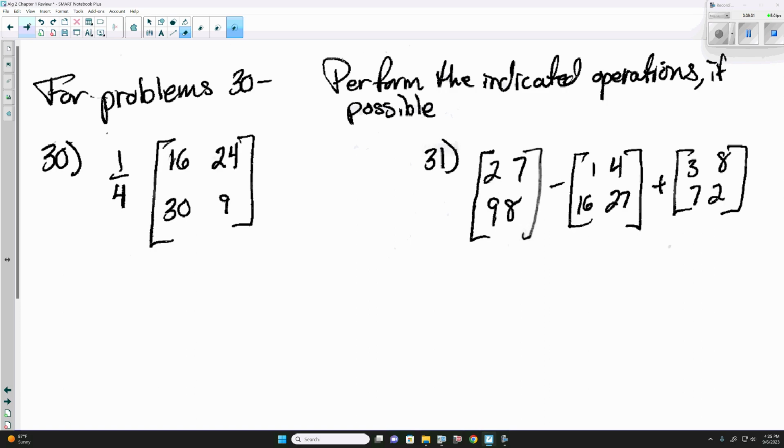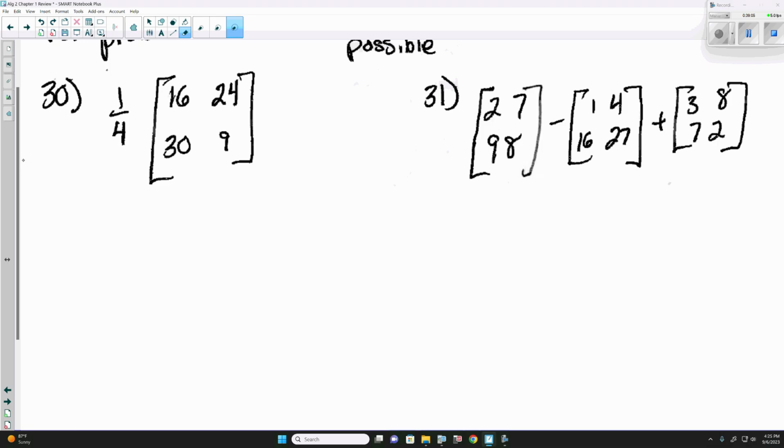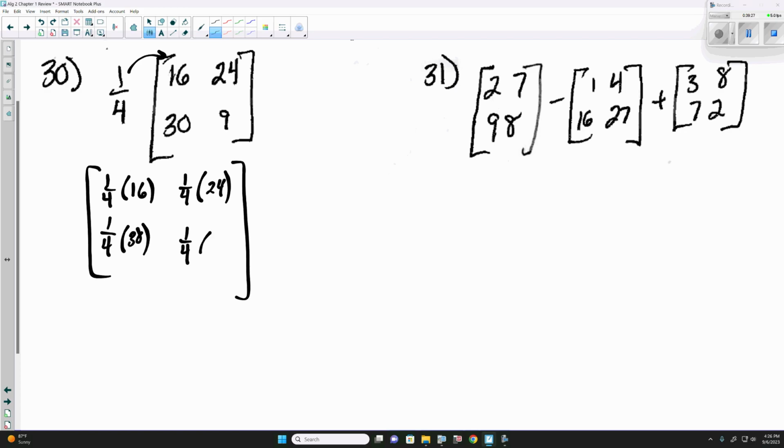And that brings us to our matrix operations. The first one's scalar operations. When we do scalar operations, especially if we do it by hand, we're multiplying each element by whatever the scalar is. So here we're multiplying each one by 1/4. So we do 1/4 times 16. 1/4 times 24. 1/4 times 30. And lastly, 1/4 times 9.